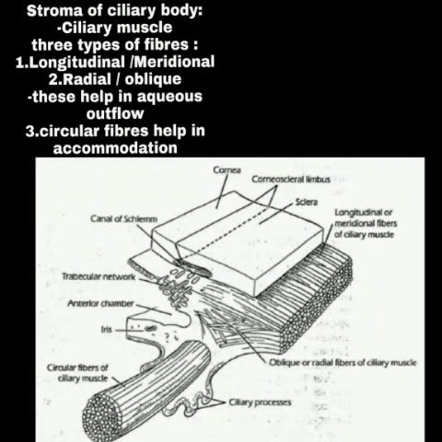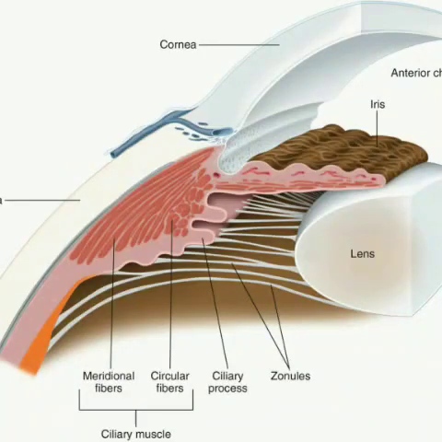Now let's see the stroma. Stroma consists of collagen, fibroblasts and also ciliary muscle. This ciliary muscle has three types of fibers: longitudinal or meridional fibers, radial or oblique fibers. These two fibers help in aqueous outflow, and circular fibers, they help in accommodation.